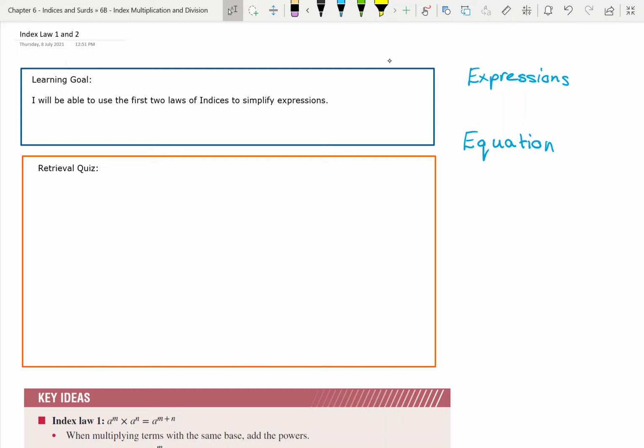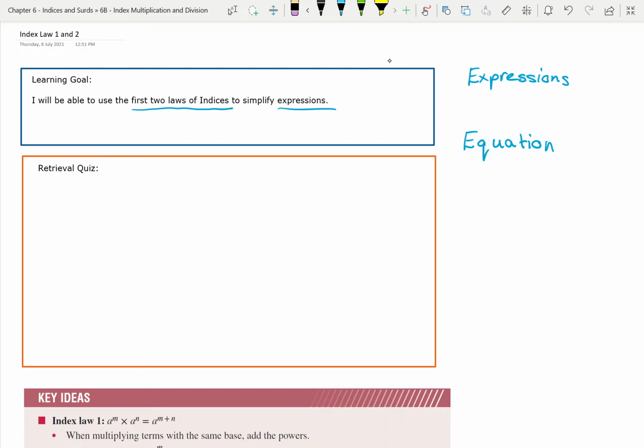So we've built upon chapter 6a. We're looking at indices. What are they? How do we convert between expanded form and index form? Today we're looking at index laws, and we're going to be able to use the first two laws of indices to simplify expressions.